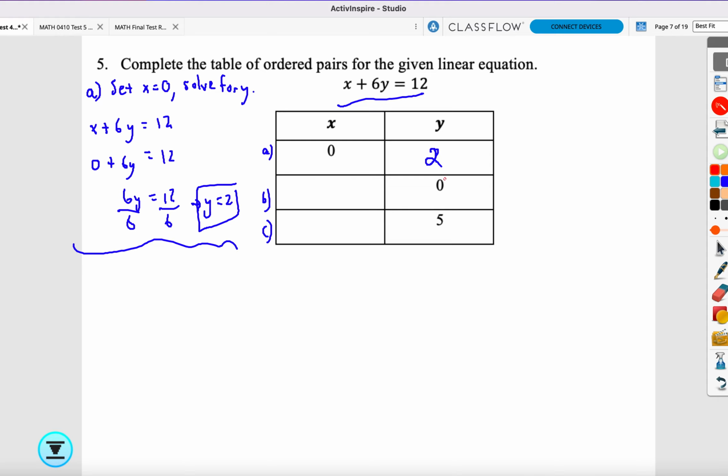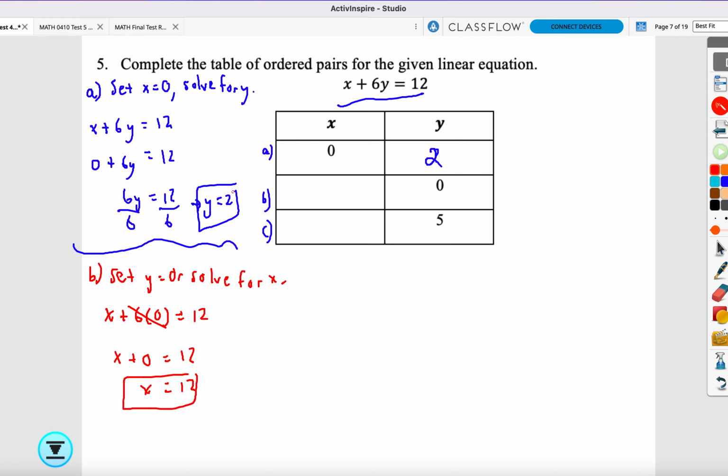B, they give us y equals 0. So we're going to set y equals 0, solve for x. So then set y equals 0, so then we get x plus 6 parentheses 0 equals 12. 6 times 0 is 0, so we get x plus 0 equals 12, which is just x equals 12, and we're done. So that ordered pair would be 12 comma 0.